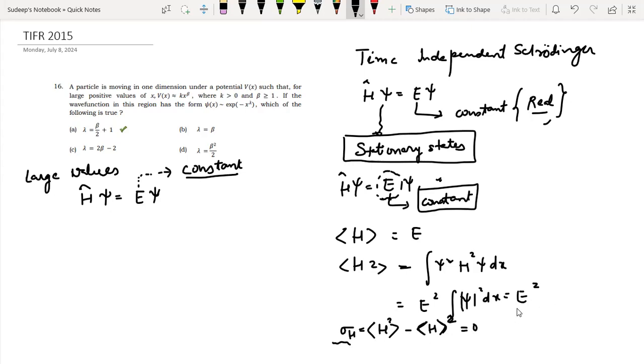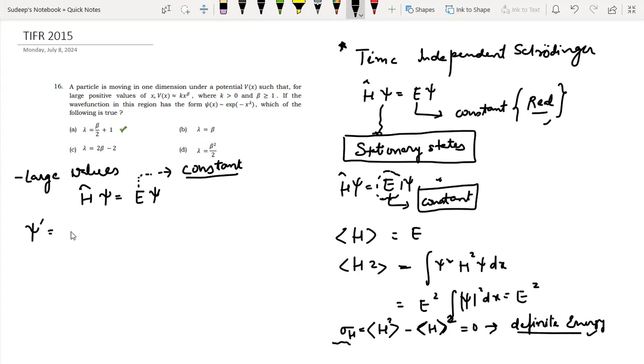So basically, if there is a wave function, then each eigenket will have a definite energy. This definite energy, or the energy being constant after a measurement of H, is a special feature of the time-independent Schrodinger equation, and that is what we are using here: H psi is equal to E psi. And for large values, we know that psi is given by exponential of minus x raised to power lambda.